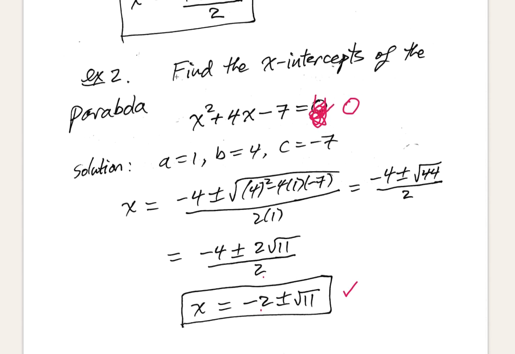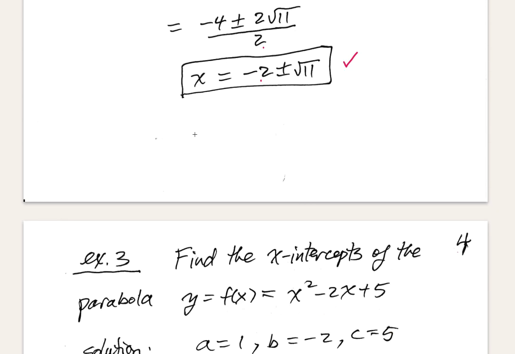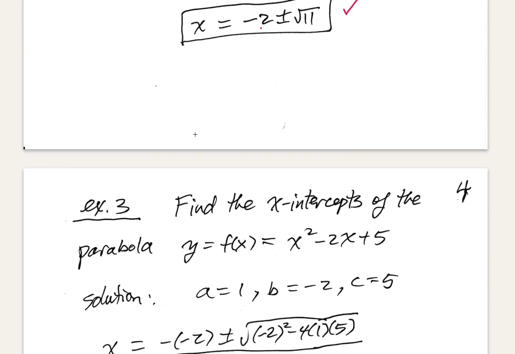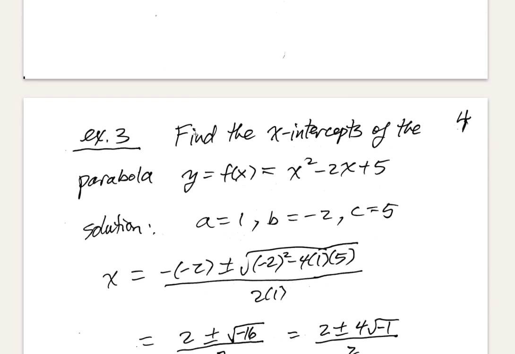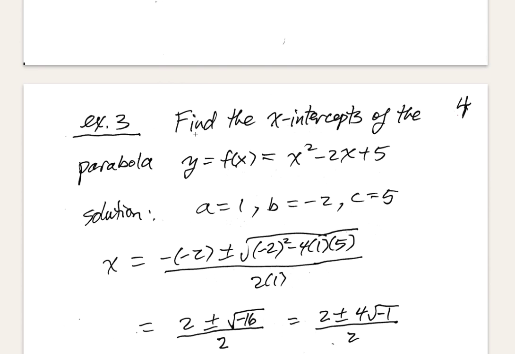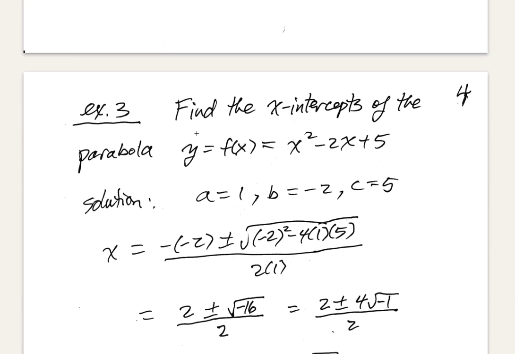Okay, so you can see, like we did last time in the previous video, finding x-intercepts of a parabola corresponds to doing what? Solving a quadratic equation. Let's do one more here. Let's find the x-intercepts of the parabola y equals f of x equals x squared minus 2x plus 5.